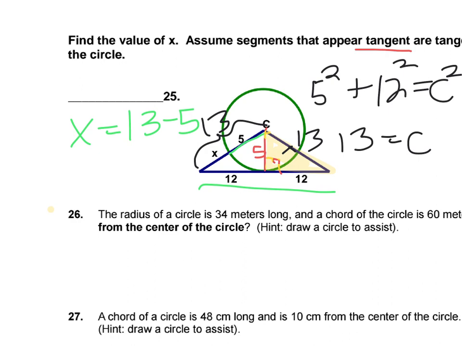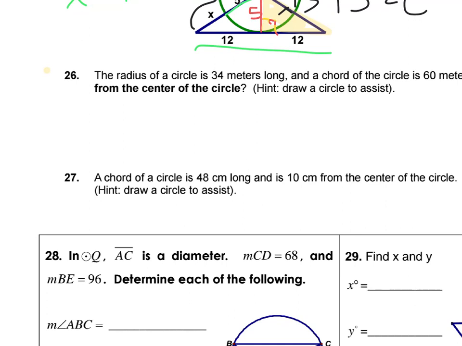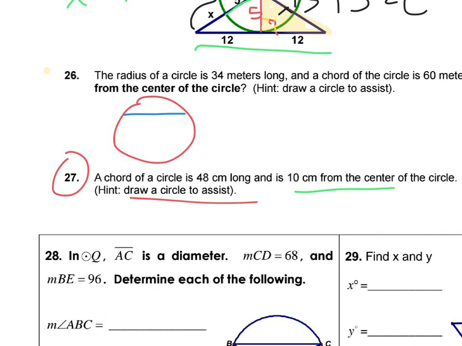The next one I said you're probably going to see was 27. I needed to make sure that you draw a circle. When you're drawing your circle, it doesn't have to be accurate, but you need to have in your circle a chord, and in this problem they tell you that the distance to the center is 10. So when I draw that little segment right there, we're going to put a 10 there.